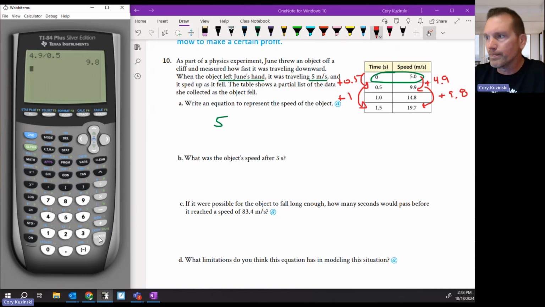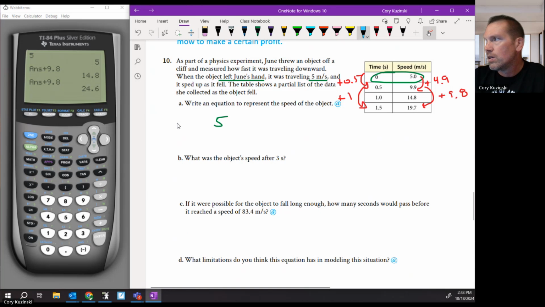Okay, so our recursive rule is actually that if we start at 5 and add 9.8, that gets us a second later to 14.8. And then at 2 seconds, we'd be at 24.6, which isn't in the table. So here's our equation then: y equals 5 plus 9.8 times x.